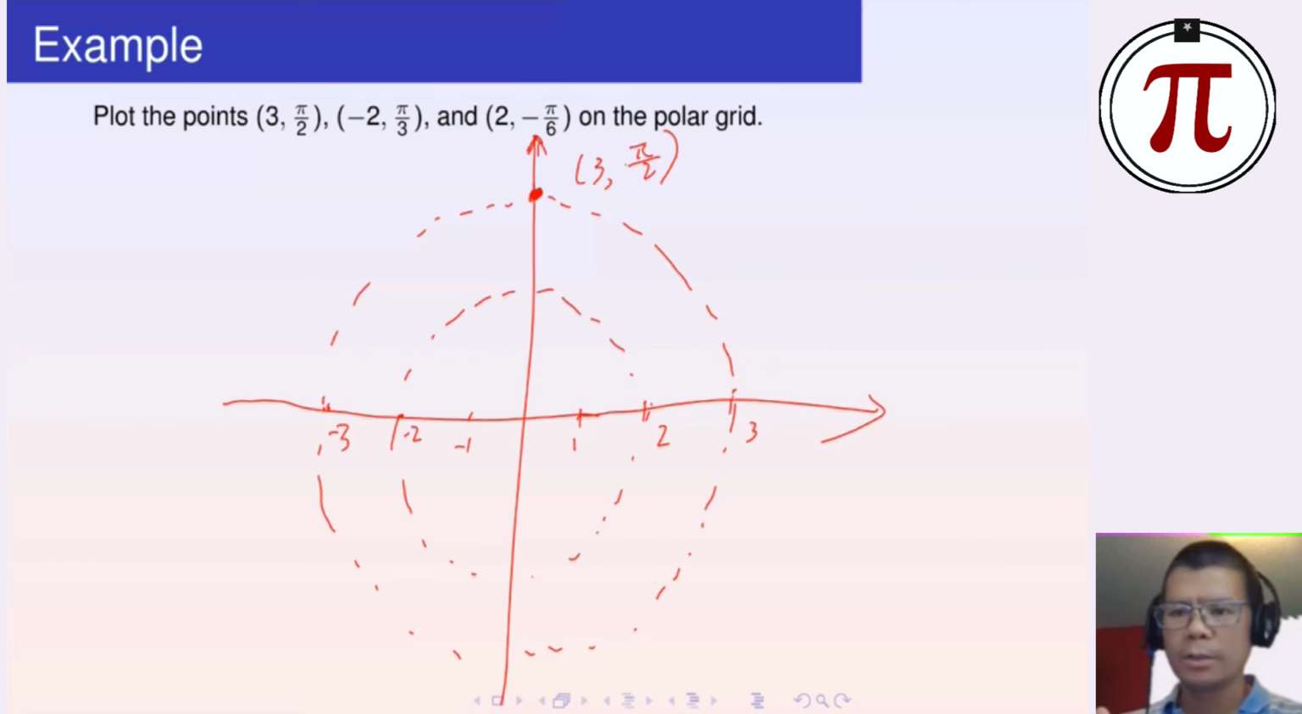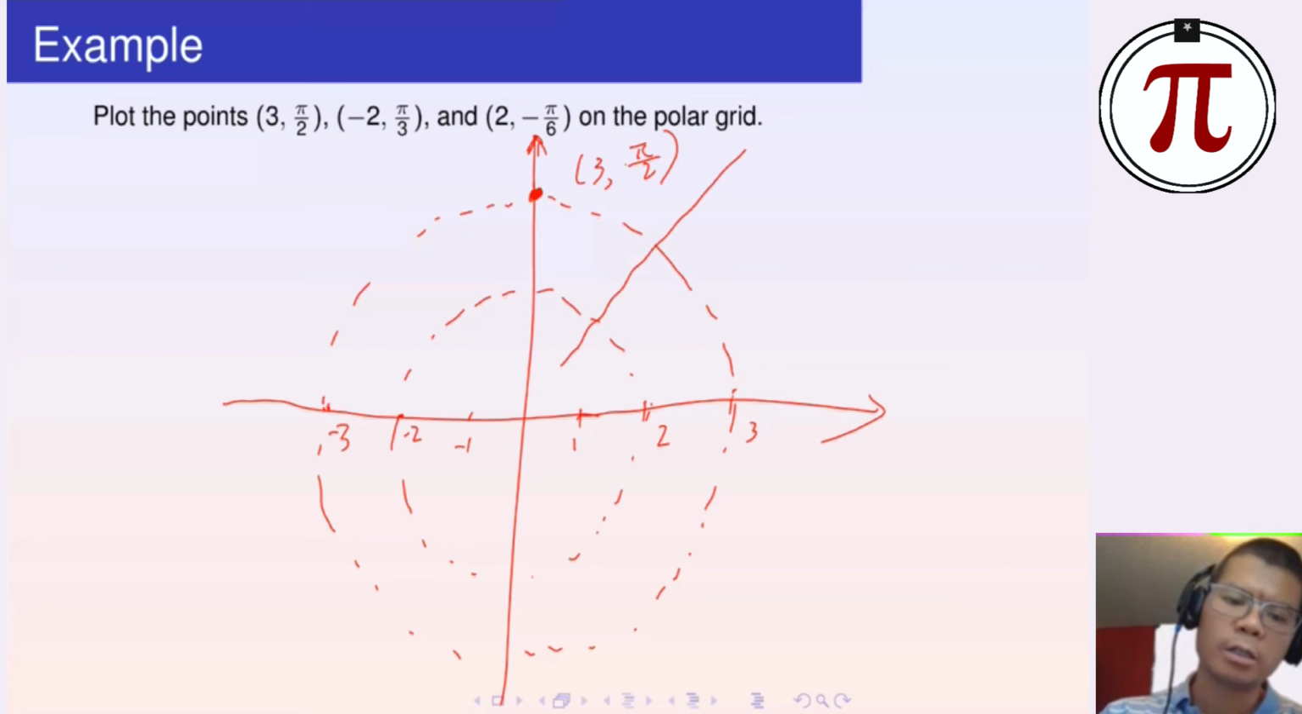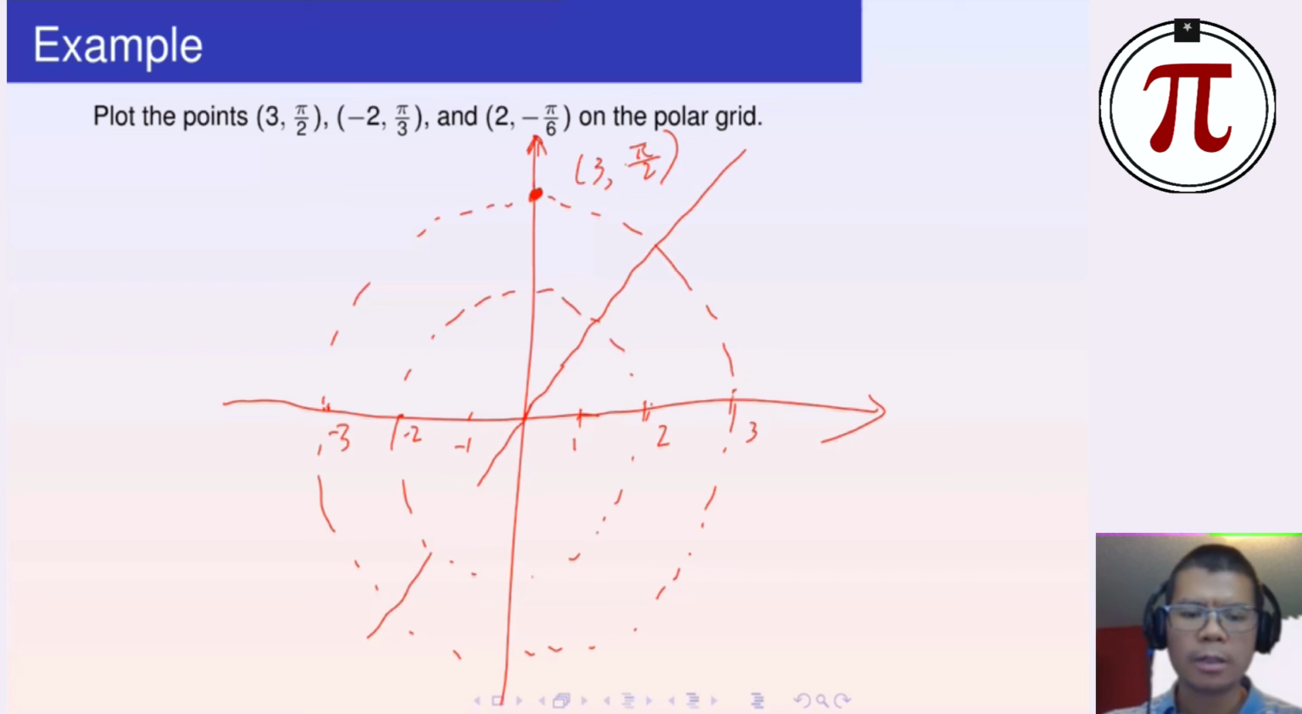Now what about negative 2 pi over 3? We have to go counterclockwise by pi over 3, so it might be somewhere here. But the radius is negative 2, so we go in the opposite direction. The distance, the length of the line segment, is what? 2. So it is here, this point. That is negative 2 pi over 3.